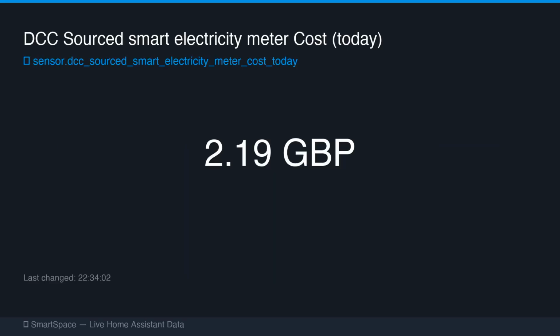We can also tie this into our routines. In my good_morning_routine, the system checks the overnight energy consumption. If the daily cost at 7 a.m. is higher than the baseline set by sensor.dcc_sourced_smart_electricity_meter_cost_today from the previous week, Alexa will announce a brief summary. It might say, overnight usage was slightly higher than normal. This prompts me to check if I left something on, like the immersion heater or the tumble dryer. It turns the data into a habit-forming check.